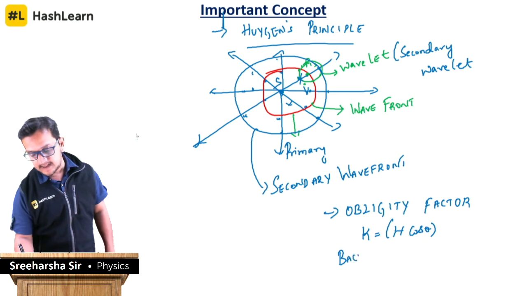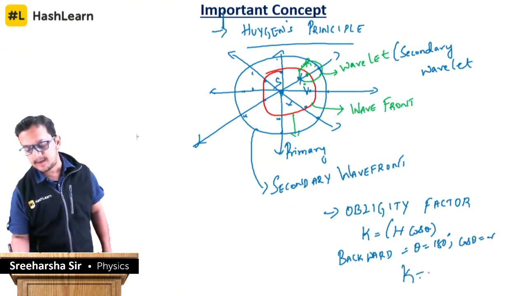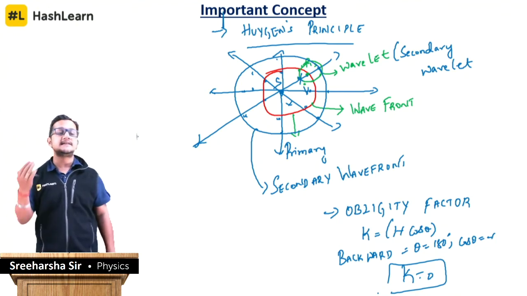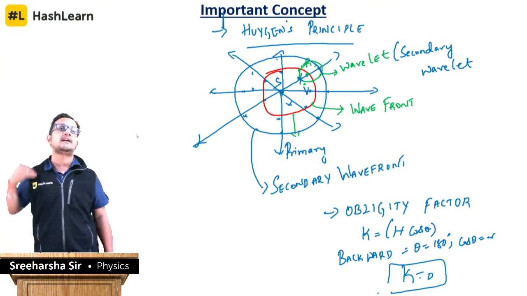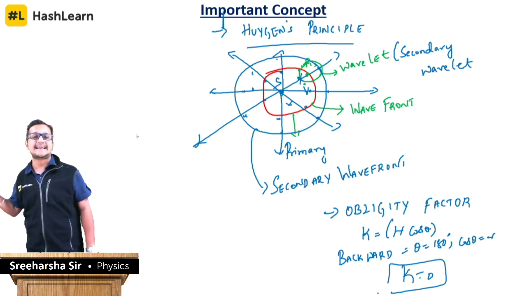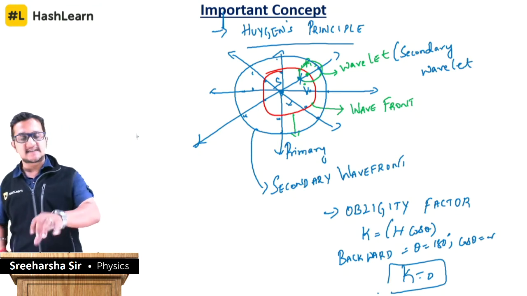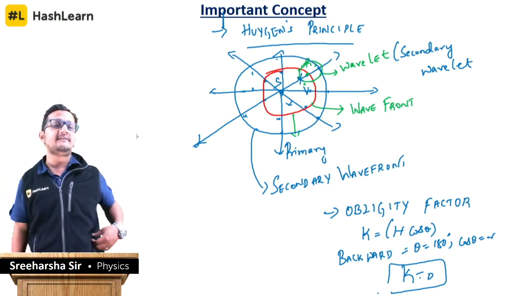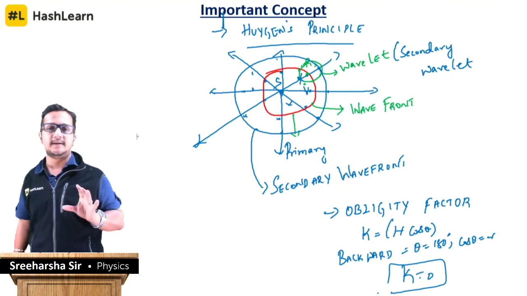For backward direction, theta is equal to 180 degrees or cos theta is equal to -1. So K becomes 0, which means there is no energy transmission in the backward direction. So energy cannot go in the backward direction. So this is Huygens principle, which is very, very important to understand the concept, students.